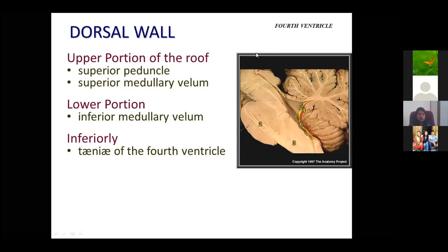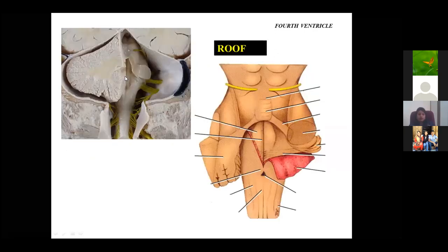So this is the dorsal wall. The dorsal wall is the upper portion of the roof with the superior cerebellar peduncle and superior medullary velum, and the lower portion is the inferior medullary velum. So this forms the roof here.